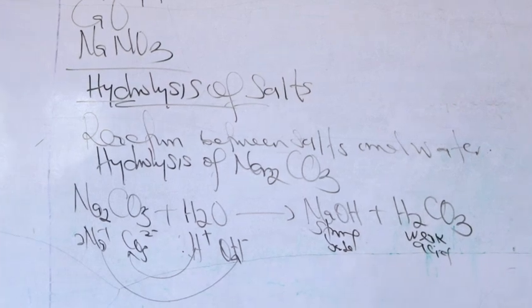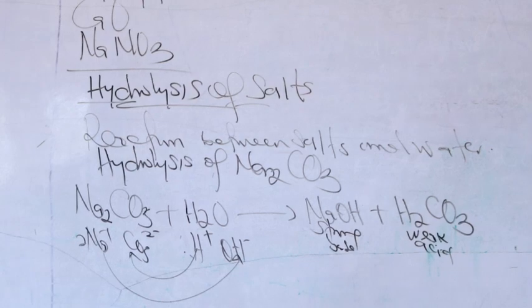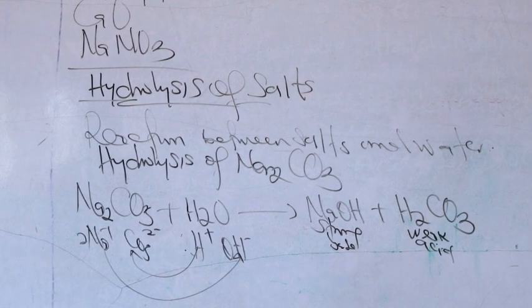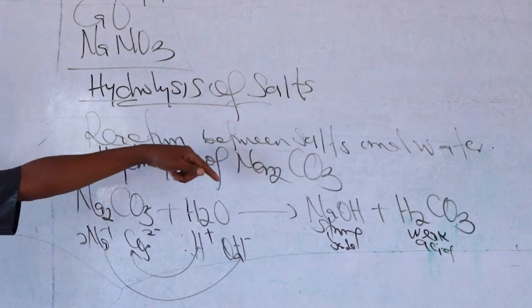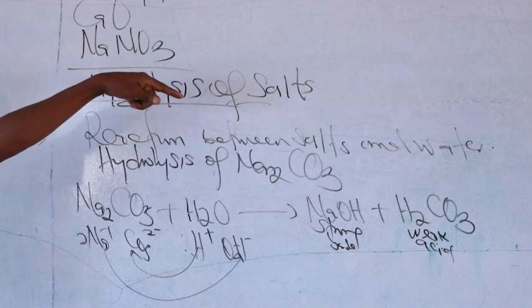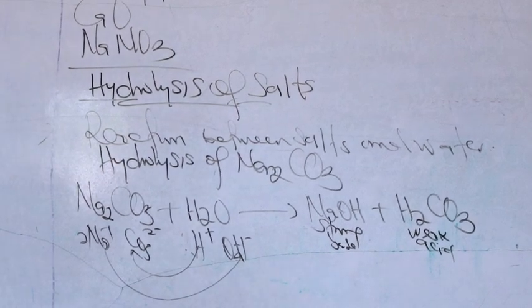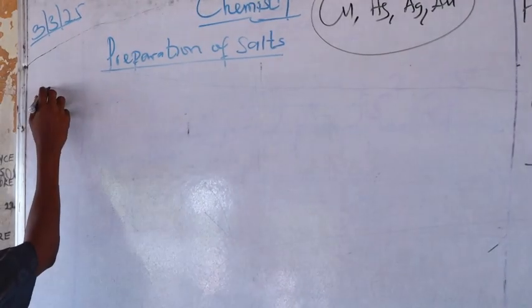Ordinarily, when you talk of a salt, it's supposed to be a neutral substance. But when it's added to water, there will be a reaction between the salt and water. And what is given to us is that strong base. It is that strong base that keeps turning the litmus paper from red to blue. So let us look at another example.